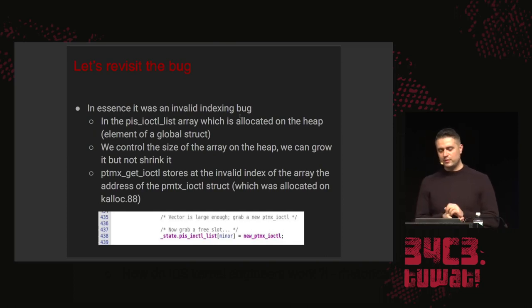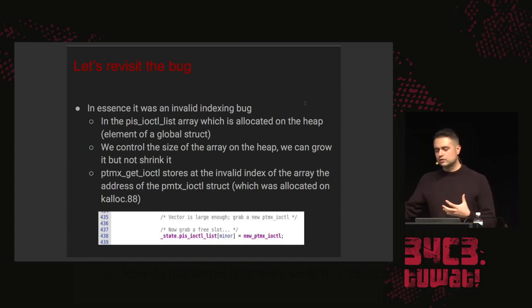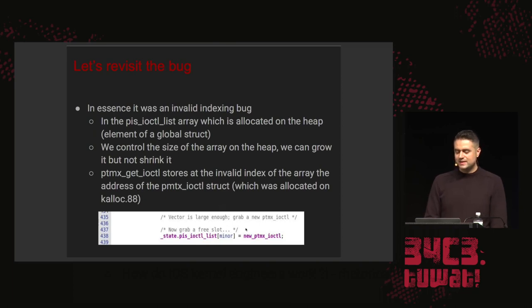A few things to refresh your memory about the bug. As I said, it was an invalid indexing bug. This ptmx ioctl list array was on the heap, and I could control in which kalloc zone it would go. I can grow it, but once I grow it, I cannot shrink it back. Now, that's code from the ptmx_get_ioctl function. What it does is allocate a new ptmx ioctl structure, and then it uses the index that you provide, that you control, to store the address in the array. This allocation, this struct here, goes into kalloc.88, and that's useful for the next parts.